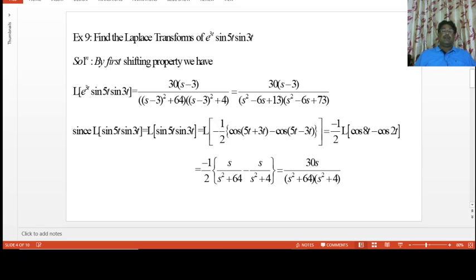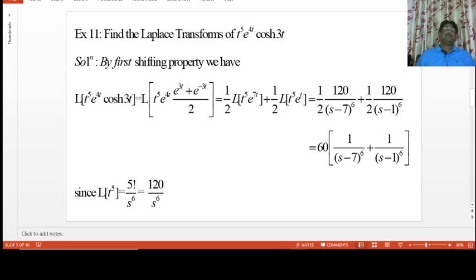Now, replace this s by s minus 3 because the multiplication of e raised to 3t is there here. That's why L of e raised to 3t sin 5t into sin 3t can be written as 30 times s minus 3 divided by s minus 3 the whole square plus 64, into s minus 3 the whole square plus 4. If you simplify that, 30 into s minus 3 as it is, in the denominator s square minus 6s plus 73 into s square minus 6s plus 13 we are getting there.